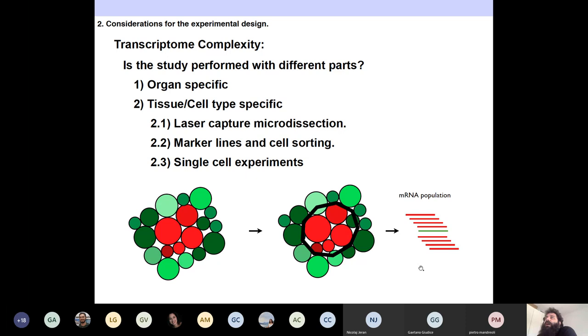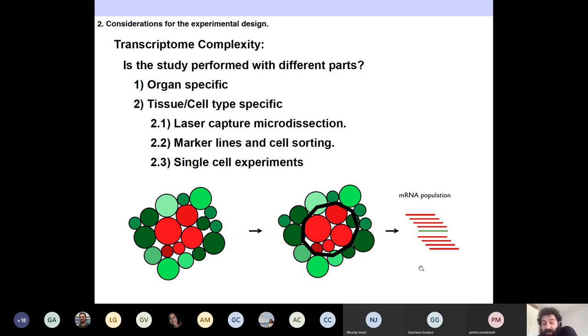Also, you may be looking to target some specific organ or even some specific tissue or cell. That is another issue. So when you are talking about cell types, and we are talking about sampling, you have three options to get different cell types in your experiment. One of them is to use, for example, laser capture microdissection. Another option is to have marker lines with some fluorescence and then do cell sorting. That works quite well. Or have a single cell experiment.